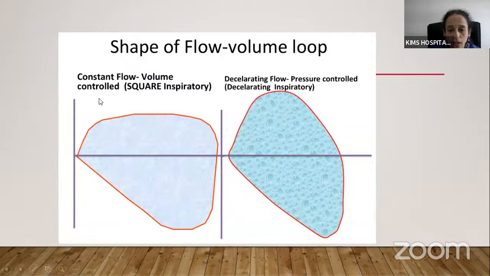Here this is the pressure limited type of flow, in which there is an accelerating flow, and then the decelerating inspiratory flow will be there. Similarly, the expiratory also. Here we have limited the volume, a targeted tidal volume. So this is more of a flat, square shaped flow volume loop.